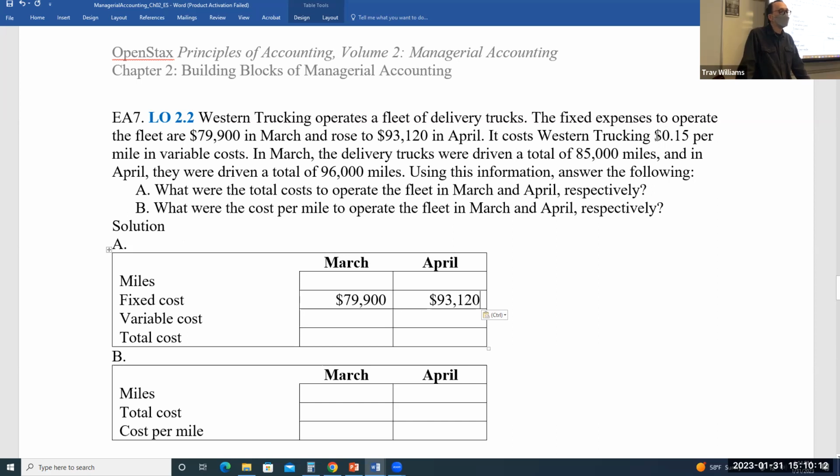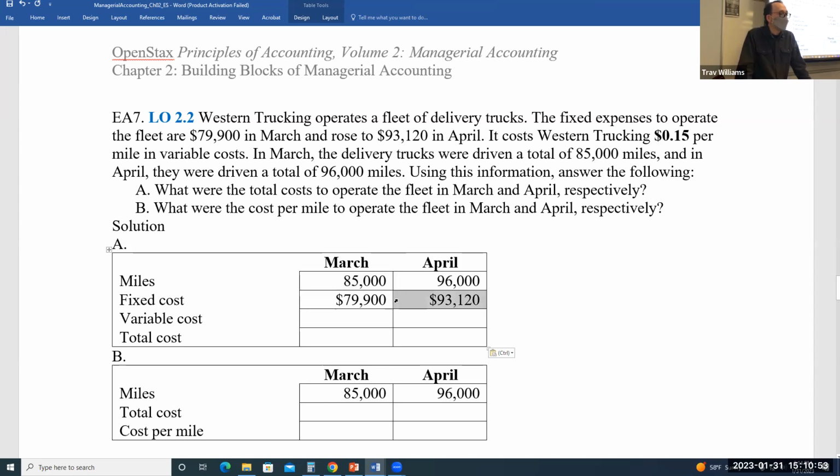Their variable cost, in this case, is per mile. So per mile that they drive their trucks, they have a 15-cent variable cost. Okay, we're going to need to know that. In March, they drove 85,000 miles. That can go down here under miles. In April, they drove 96,000. That can go right here under April. Oh, it can also go up here under March and April up top. It's also miles.